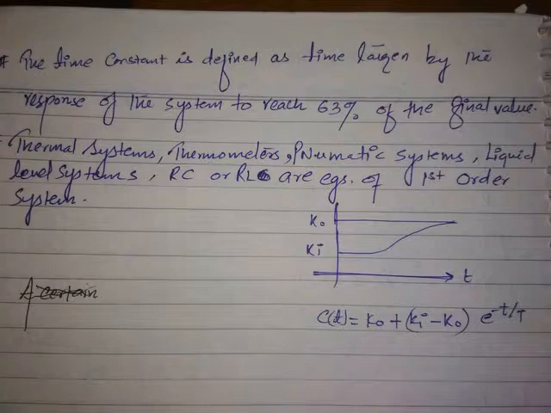If the response of that first order system has already reached some steady state value, and from there it is again going to some new value, which we are defining as Ki and K naught.